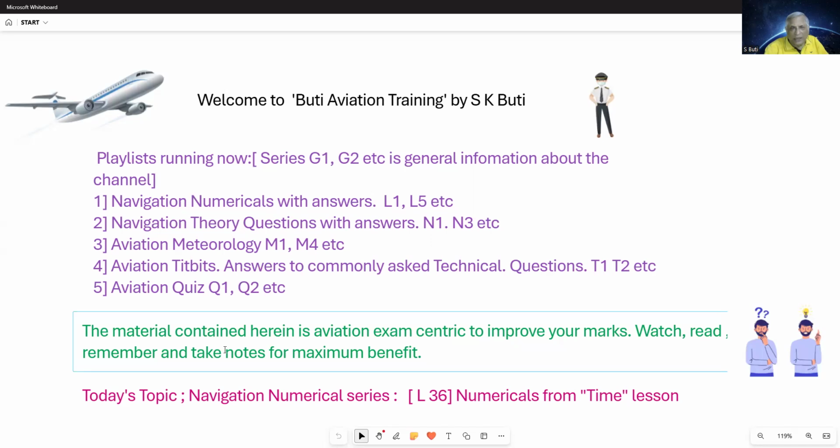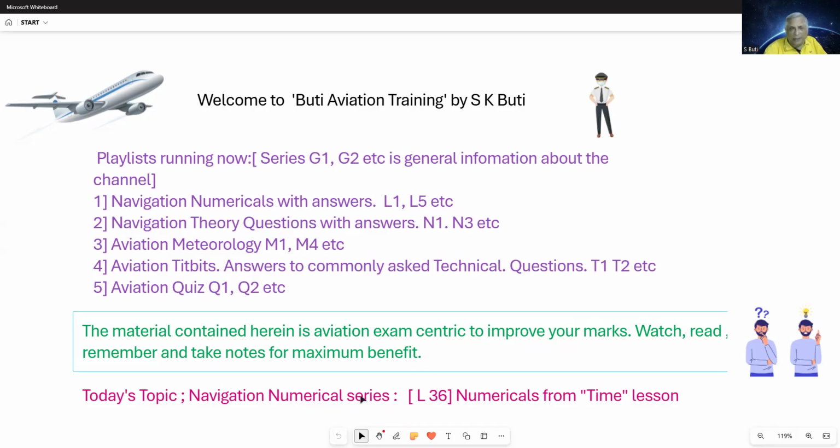The material contained in these is aviation examination centric to help you improve your marks. Watch the videos, read every line, remember, and take notes where required for maximum benefit.